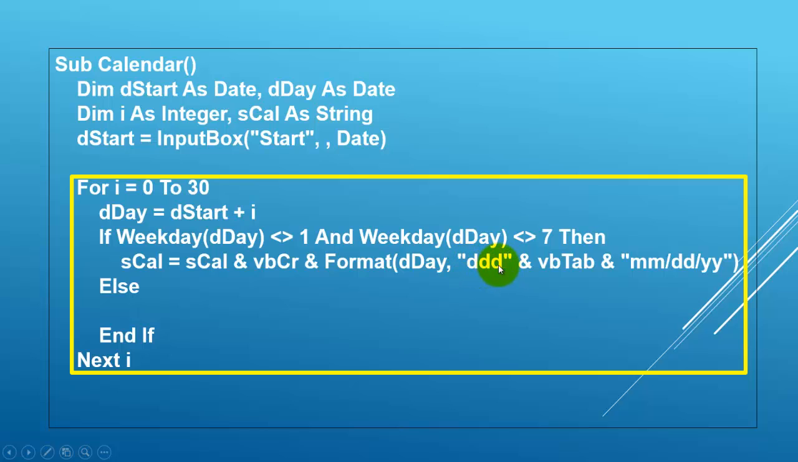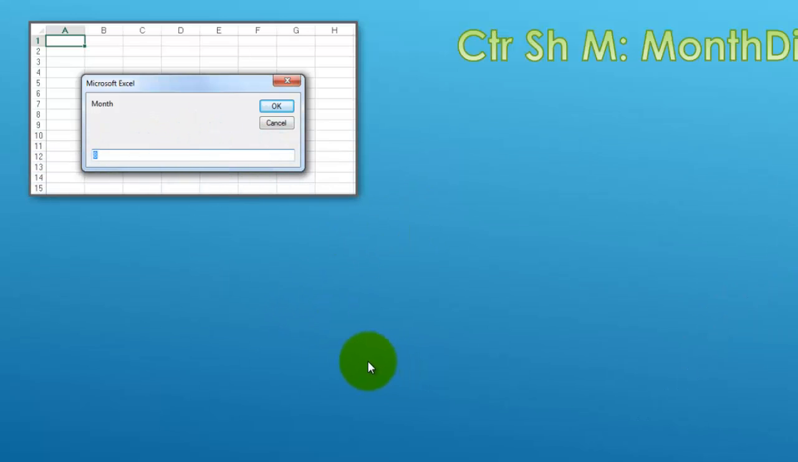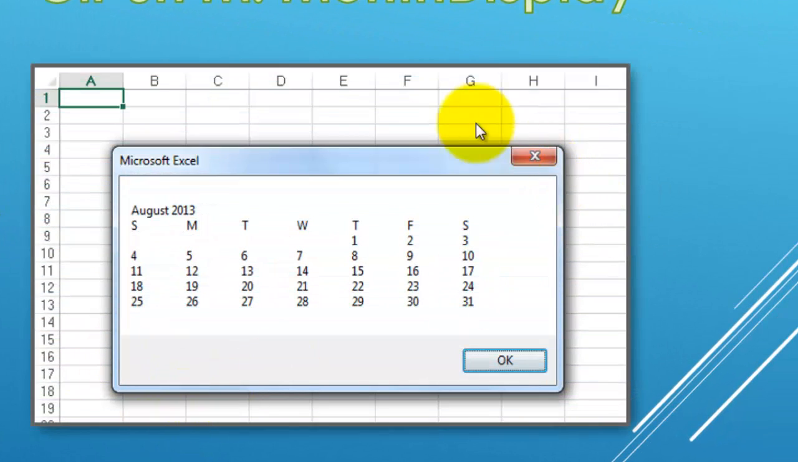So Monday is MON. Then we add a tab. And then 2 digits for the month, 2 digits for the day, 2 digits for the year. If it's a weekend, then we just add only a carriage return, a new line. Don't forget to display in the message box whatever you had collected in the string through 31 loops. The next one is a little more complicated. It asks again, what is the month you want? What is the year you want, 2013? And now it displays something that looks more like a calendar.